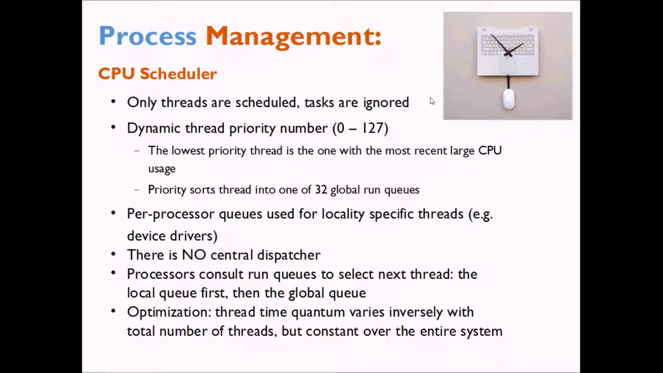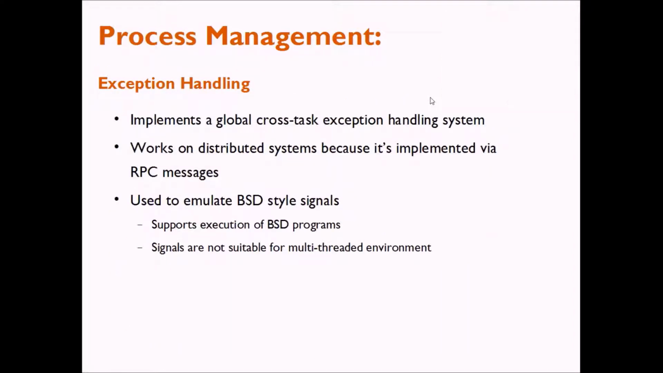Per-processor queues are used for locality-specific threads, for example device drivers. There is no central dispatcher here. Processors consult run queues to select the next thread, the local queue first, then the global queue. Optimization: the thread time quantum varies inversely with the total number of threads but is constant over the entire system.